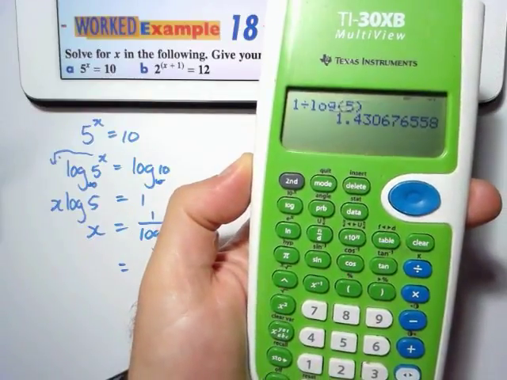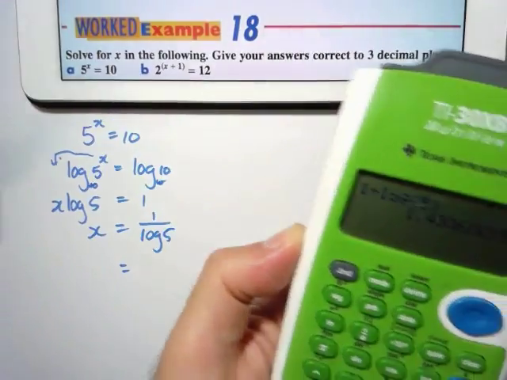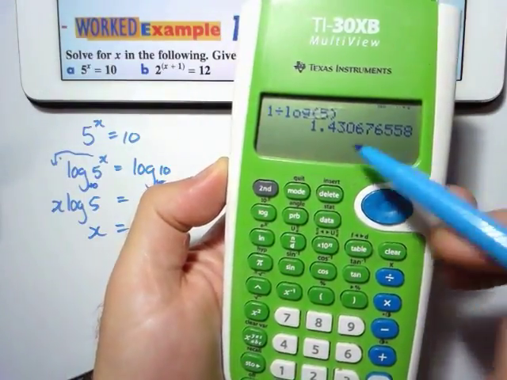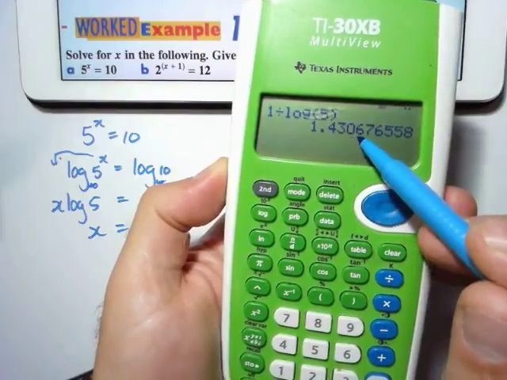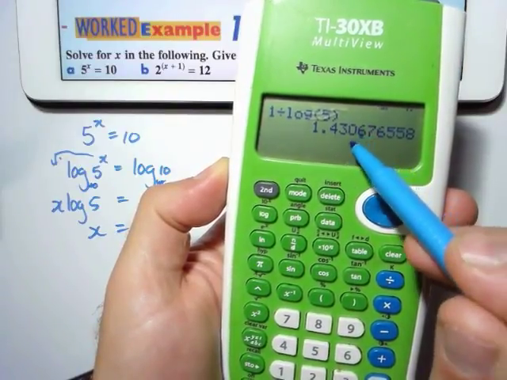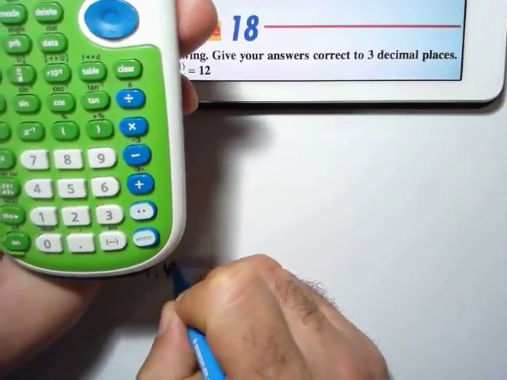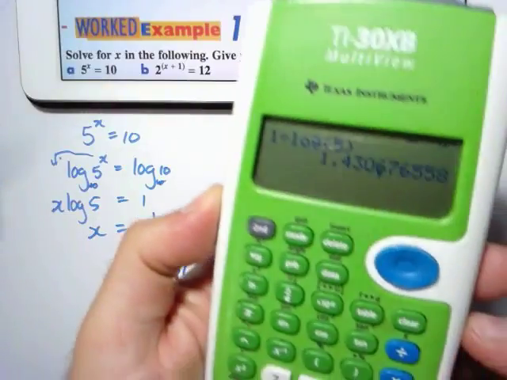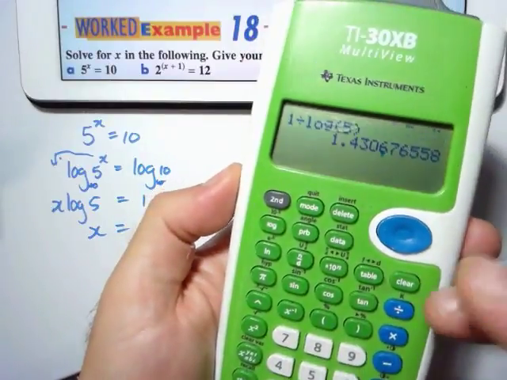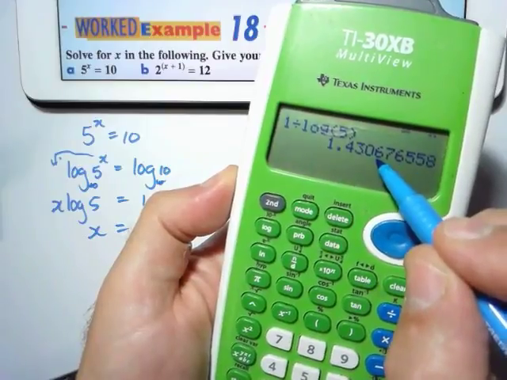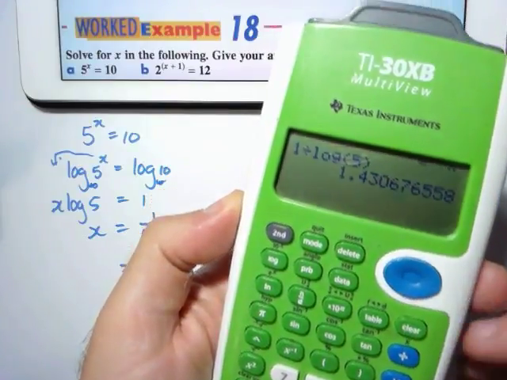My answer is 1.430. They said to 3 decimal places, so 1.43. And if I have 3 decimal places, the fourth one is the one I'm looking at, so that will make it a 1. So that is 1.431. It's very important to round off correctly. So 3 decimal places, you look at the fourth space, so it will make it 1.431.